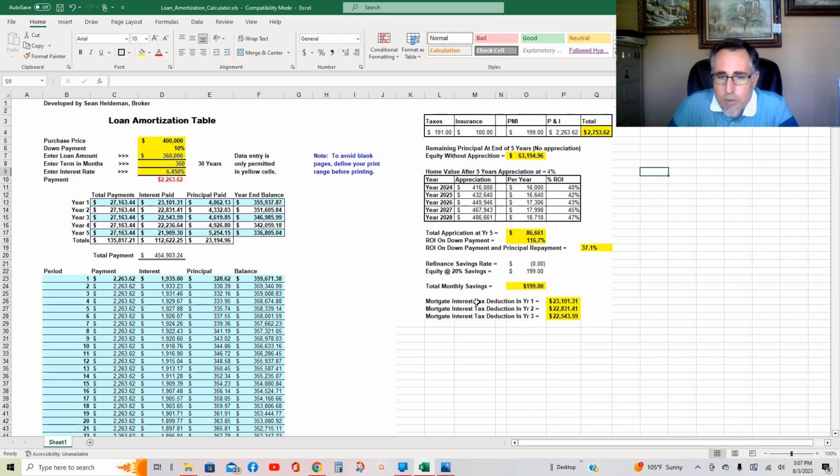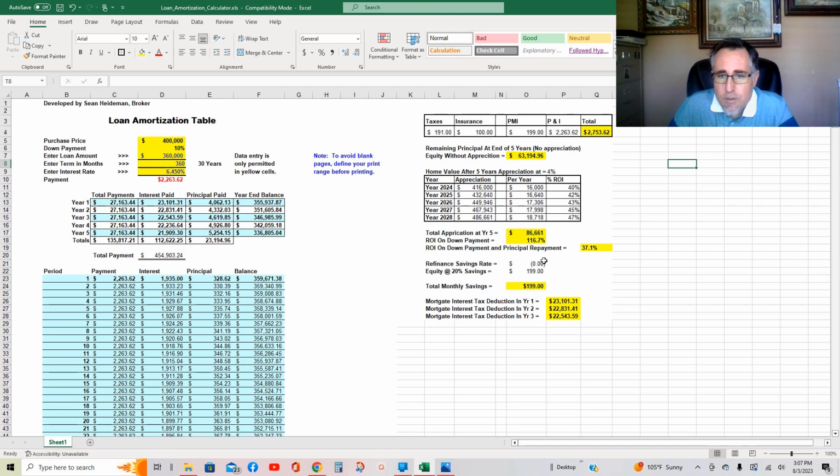So the mortgage interest rate deduction, so the IRS allows you to deduct from your taxes, from your taxable income, the interest that you pay on your mortgage. So within the first year, you could deduct $23,101 from your taxes. Second year, $22,831, and then the third year is $22,543. So if you are making, let's say, $80,000 or $100,000, you could deduct that from your total income, and you'd pay less in taxes. And then you would get this additional amount that you're overpaying on the median back through the taxes that you're paying.